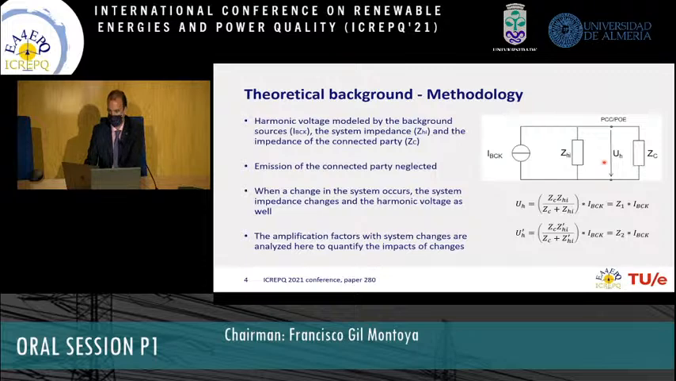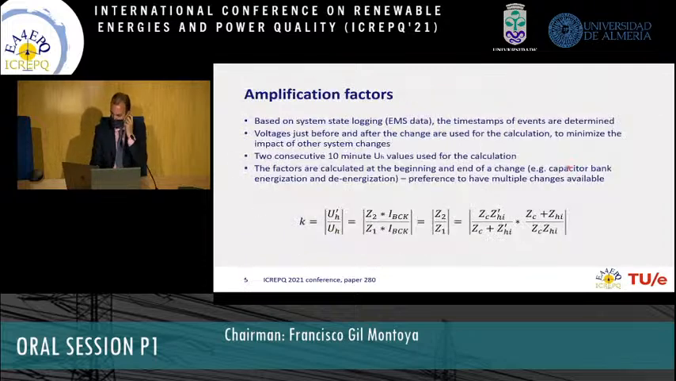Now, based on these, we can specify an amplification factor, which can be either amplification or reduction. It is specified based on the new state measurement and the previous state measurement. By dividing them, we can define this factor as something to quantify the change in the harmonic level due to a change. We are focusing on individual changes, hoping that when a capacitor bank or something else changes its state, there are not many significant changes in the system.